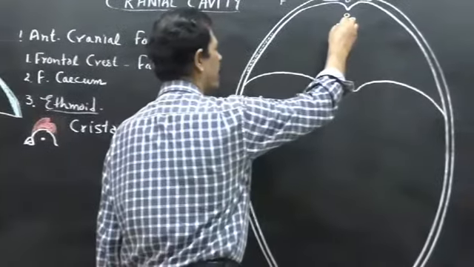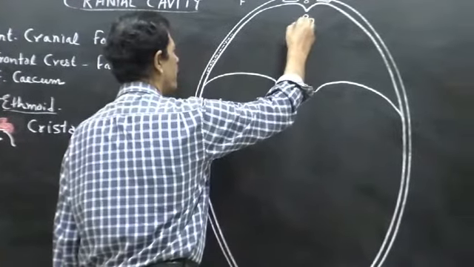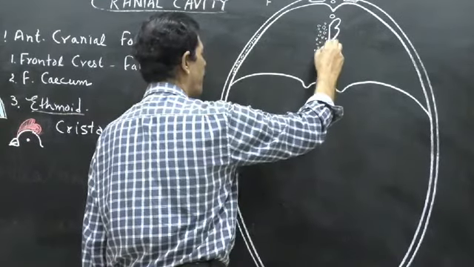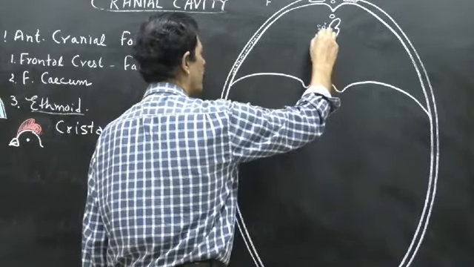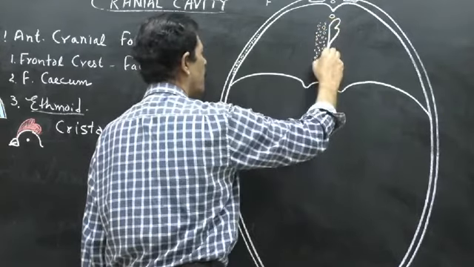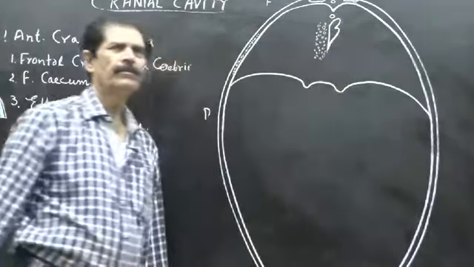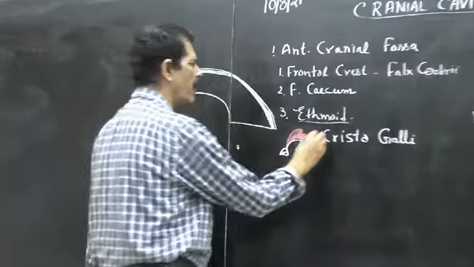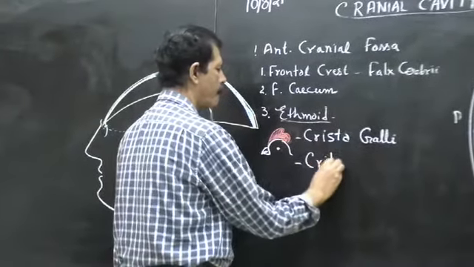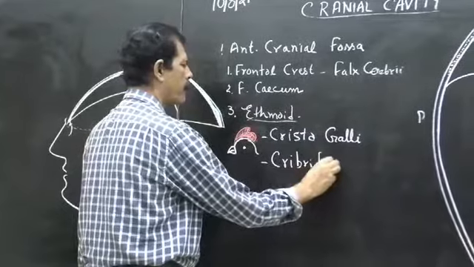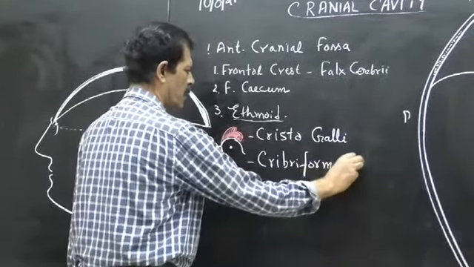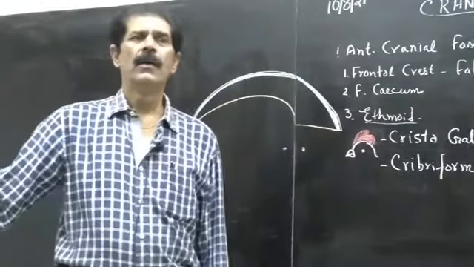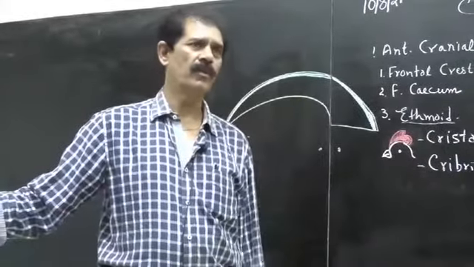On either side of the crista galli there lies a horizontal plate of the ethmoid bone containing multiple foramina, having many holes in it, sieve-like. And in anatomy, where there are multiple foramina, we use the word cribriform. Plate. Cribriform means having multiple holes. So it is again a part of the ethmoid bone.